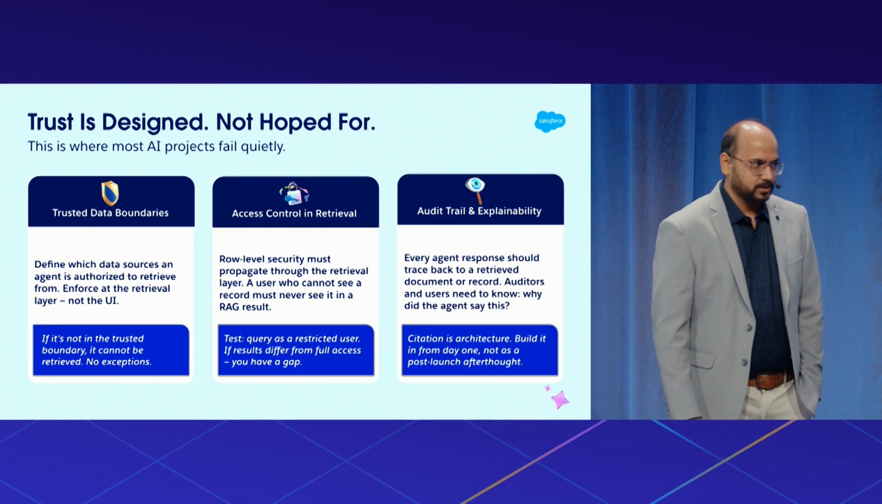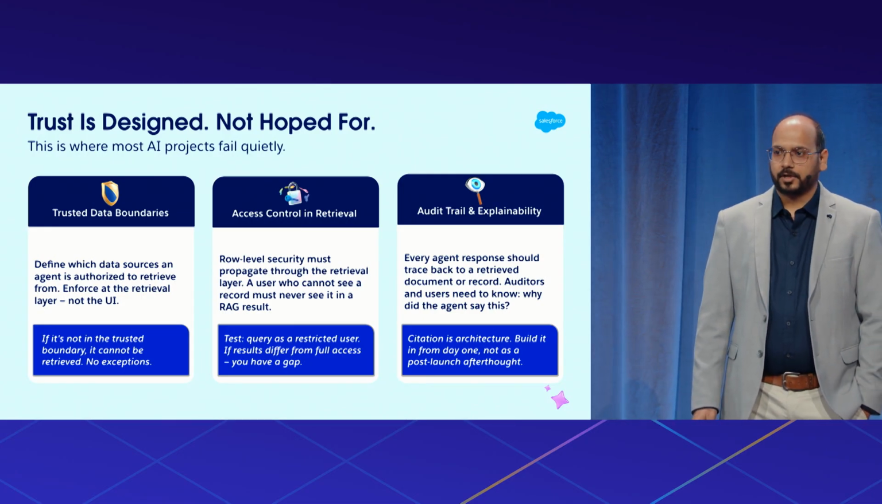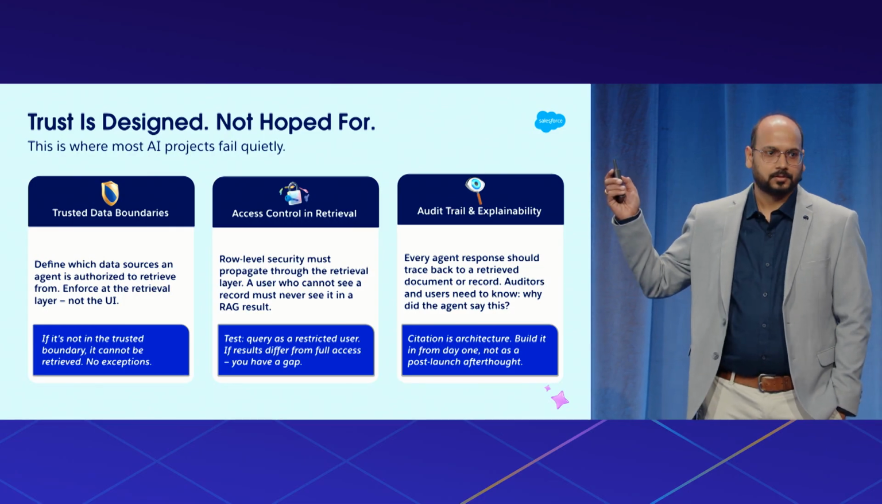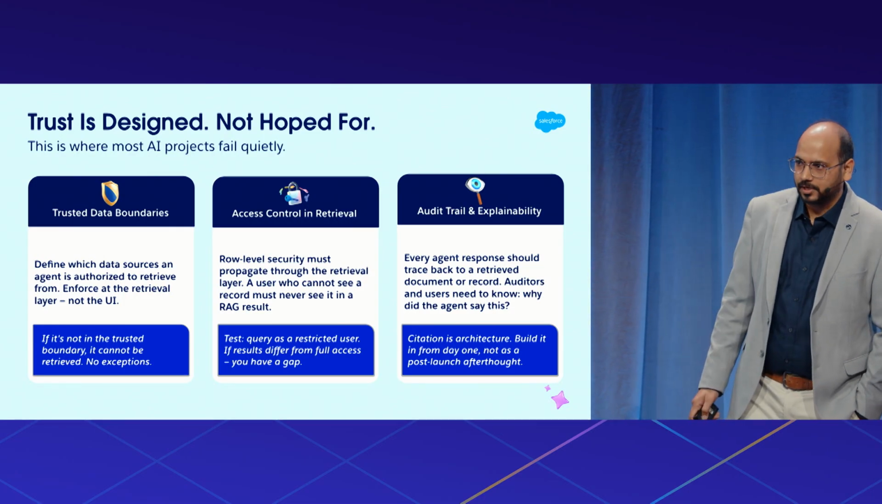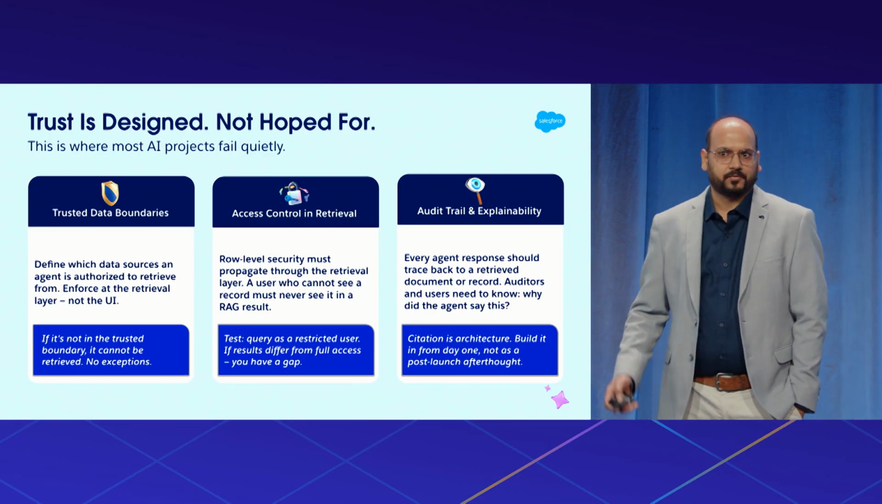Last but not least, if I ask how the agent retrieved that information, it should give me citation links. If you do not have a citation, it may be inferred that it's coming from somewhere else.